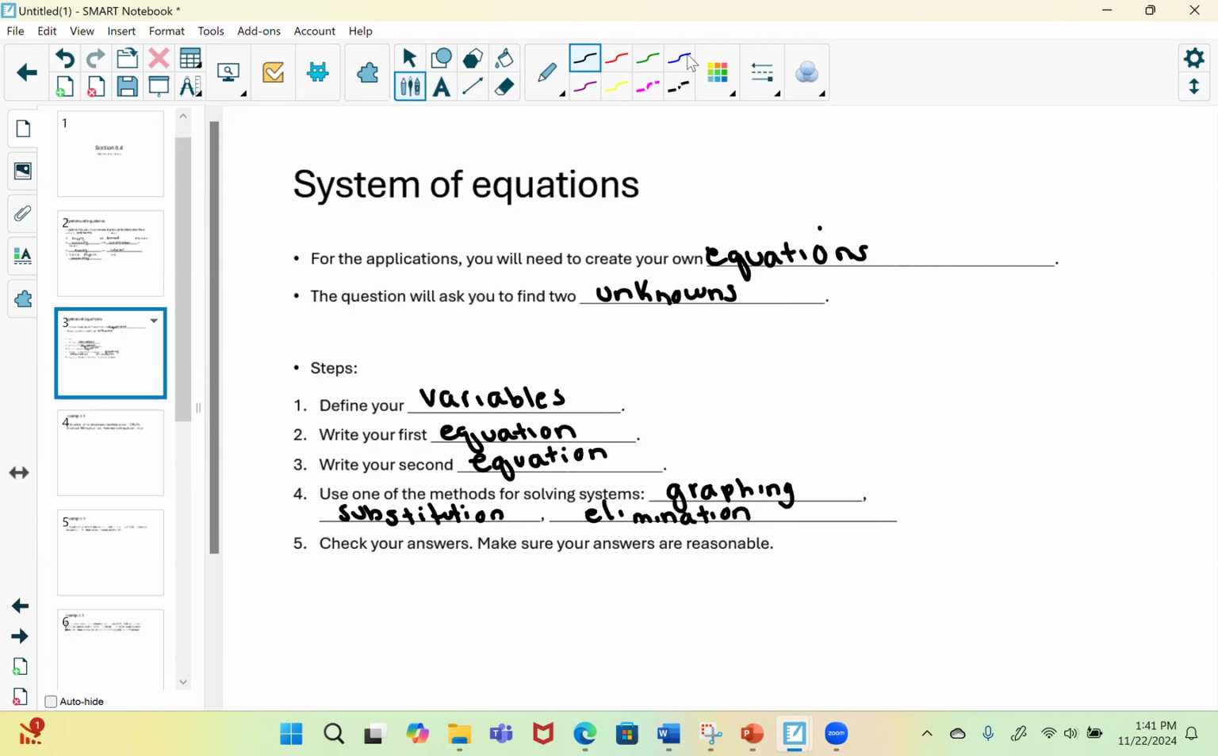Now for this class, we often at this point use substitution or elimination. We don't often graph them, but you could always make a graph. But for some of them, the coefficients or the numbers in front will be decimals, and so making a graph is kind of difficult for those problems.